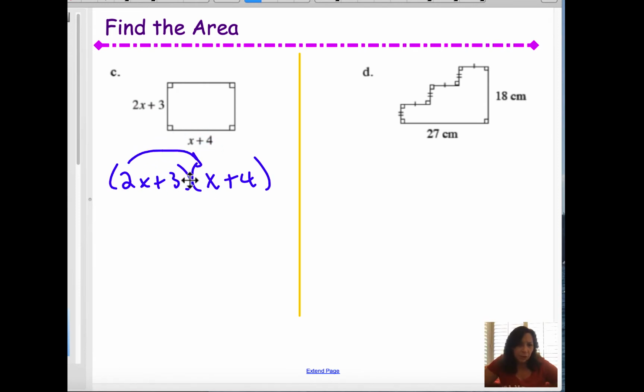But we would multiply and use the FOIL method. So 2x times x, remember, keep the base, add the exponents. So that's 2x squared. 2x times 4 is plus 8x.